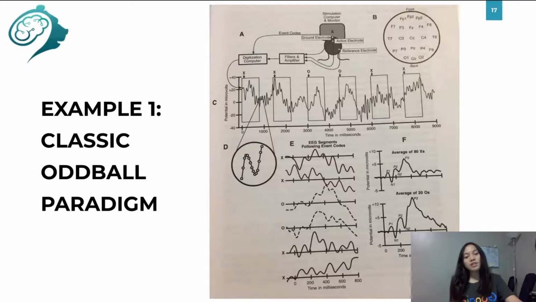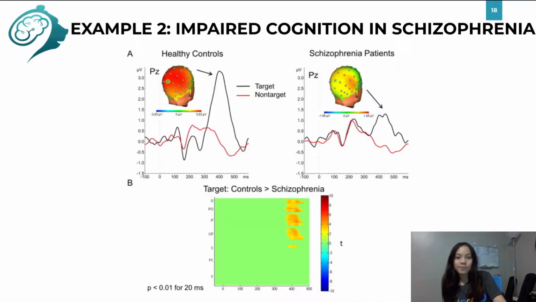Overall, the sequence of ERP peaks reflects the flow of information through the brain, and the voltage at each time point in the ERP waveform reflects brain activity at that precise moment in time. So that was the classic oddball paradigm.